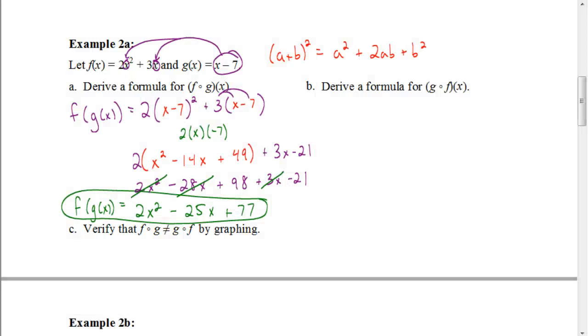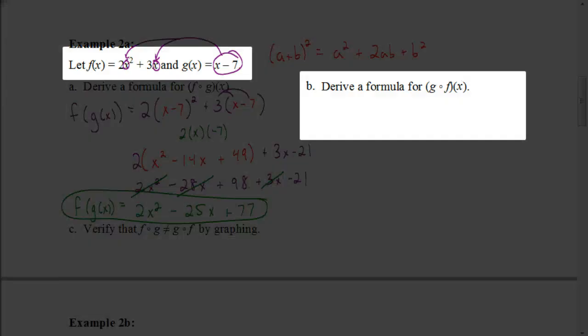Now, you might think, man, this is a lot of work to always have to do. Well, it's not always going to be this much work. The only reason why this one was so much work is I had a binomial being squared. Let's look at part B here. Part B is asking us to find g following f of x.